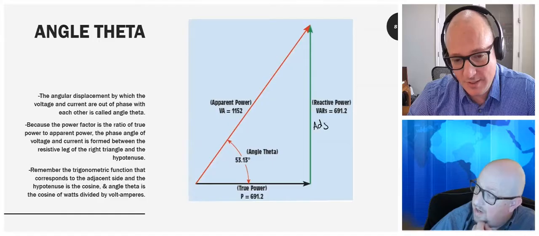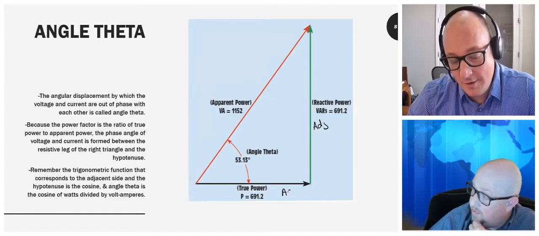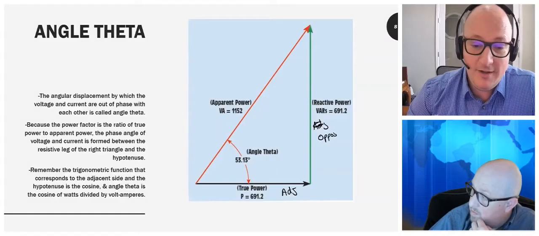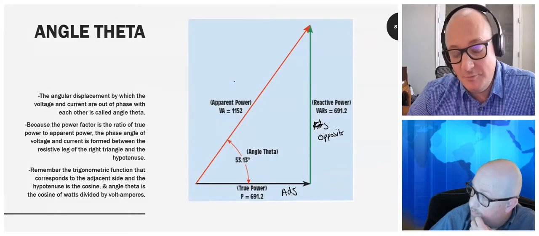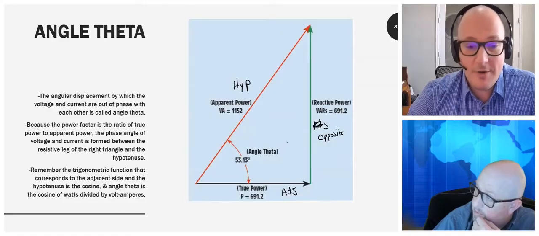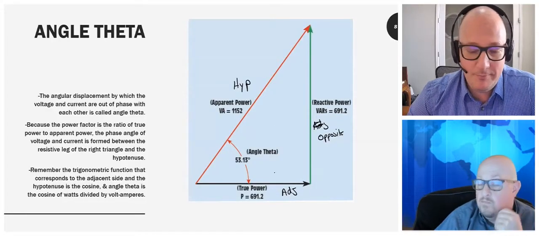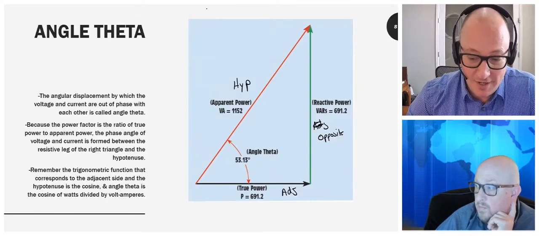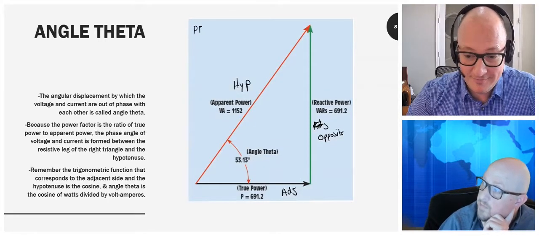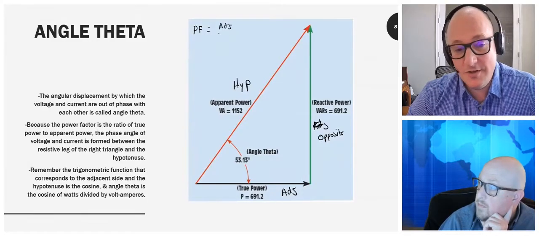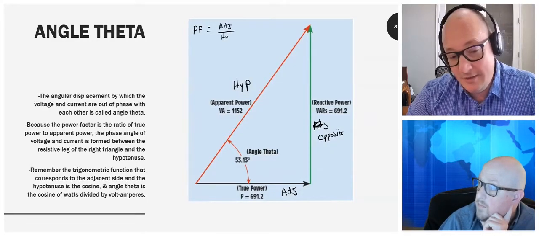Wait, no, this would be my adjacent, and that would be my opposite. So adjacent is given in true power, and the hypotenuse is given in apparent power. So why am I looking at the cosine? Because we just determined power factor is adjacent over hypotenuse. So Oscar had a heap of apples, or SOHCAHTOA. That's why we're looking at the cosine here.